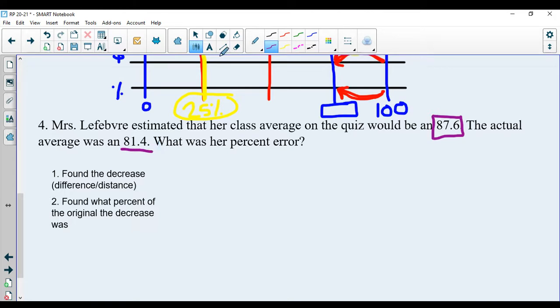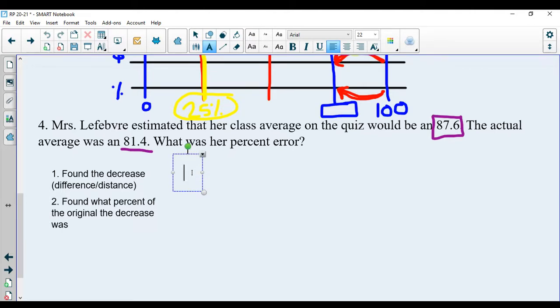Is this being increased or decreased? Well, my estimate was 87.6. The actual was 81.4. So this is going to be a percent decrease. It does say percent error. That just means how far off I was, but an error could be a decrease or an increase. So 87.6 take away 81.4 is going to give me the difference between my original value and the actual value, the new value. So if I subtract this, I'm going to get 6 and 2/10.